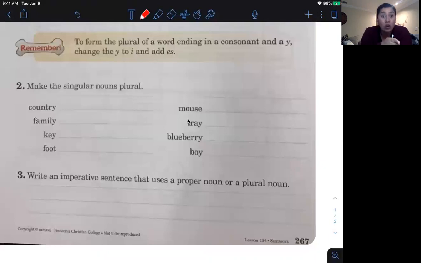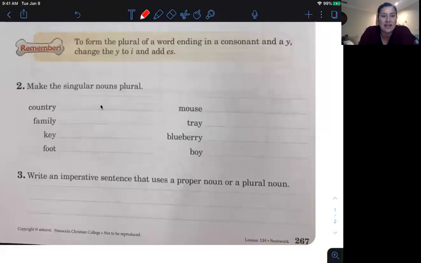If it's a vowel and then the letter Y, you don't change it. You just add the letter S to make it plural. What does plural mean again? Does that mean only one, or does plural mean more than one? Yes, singular means only one and plural means more than one. So we're going to make all of these words mean more than one, okay?